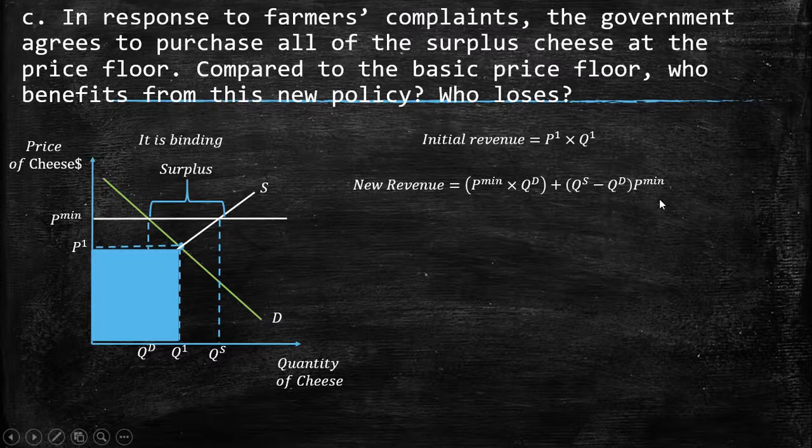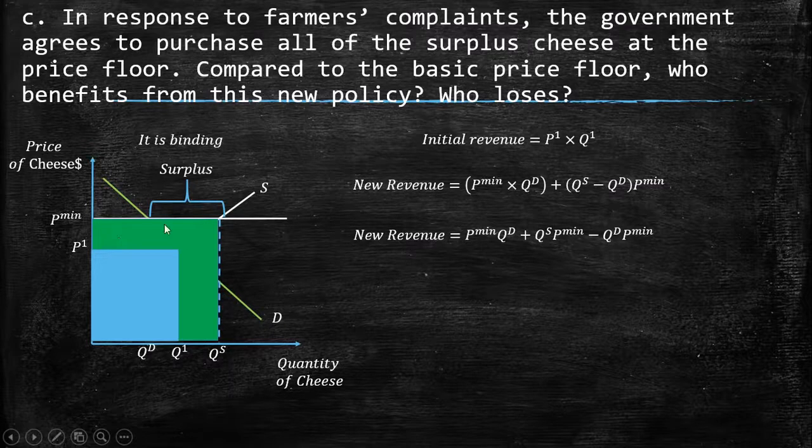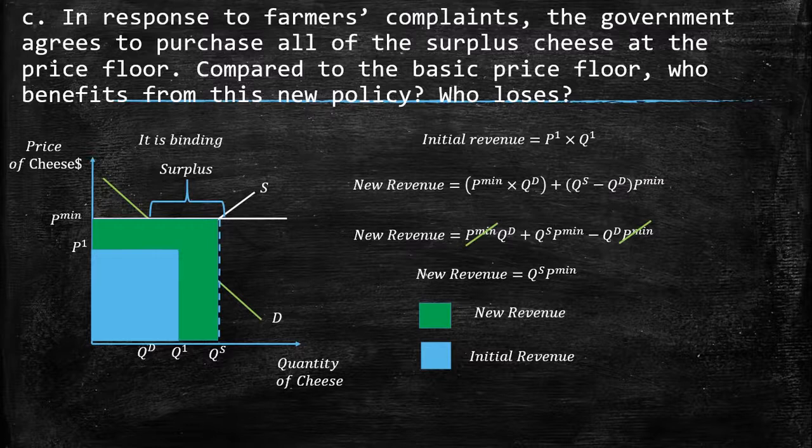This is the initial revenue, and this is the new revenue. And how can we see that it's true? For this green area, we just multiply these two, and afterward we can cancel these two. And here we have the new revenue, QS times the minimum price. So we will see that this is the new revenue and this is the initial revenue.